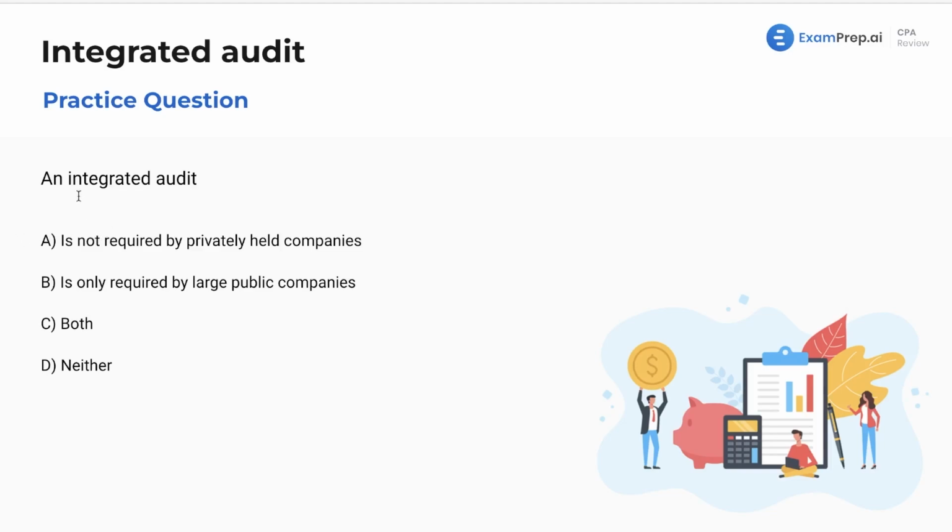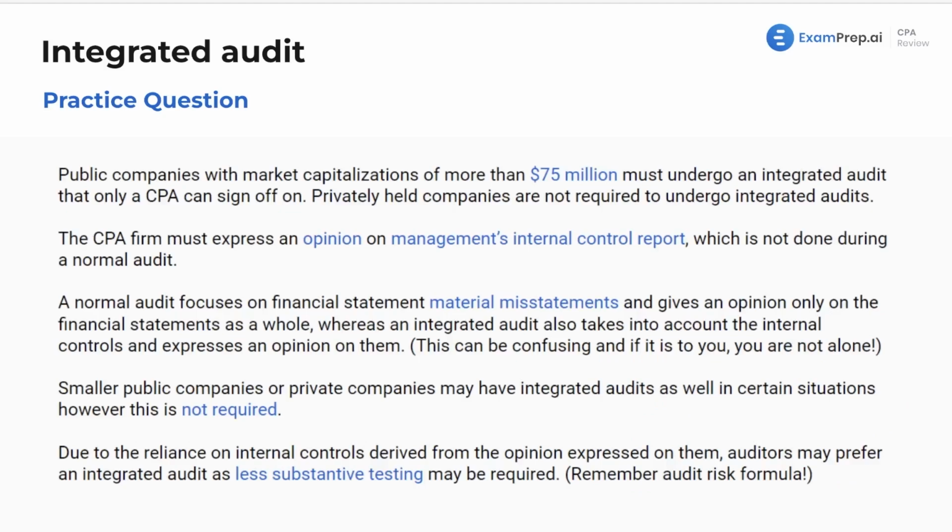So an integrated audit, who is required to get that? Well, is it not required by privately held companies? And is it only required by large public companies? These could be answers that go hand in hand with each other. And lucky for you, I have a nice little snippet from our lesson here. Take a look, take a read. We've got companies with market caps of more than 75 million. Privately held companies are not required to undergo integrated audits.